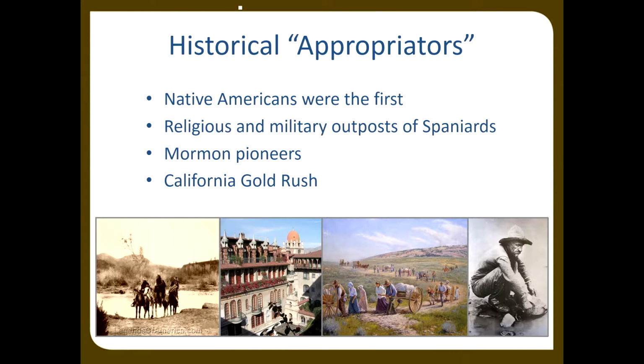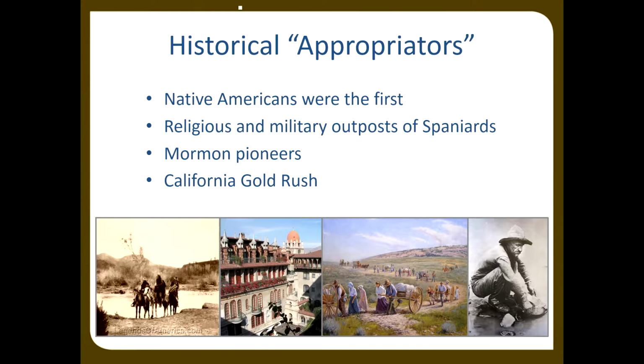Following them, and the people that really established the prior appropriation doctrine here in the West, were the Mormon pioneers. They'd come to these arid valleys, and the water wouldn't be where they needed it to be, and so they'd have to divert it into canals and ditches and bring it to that location where they needed it.